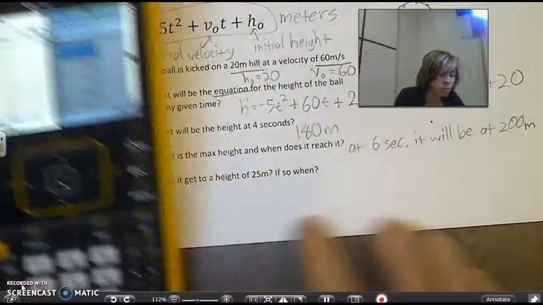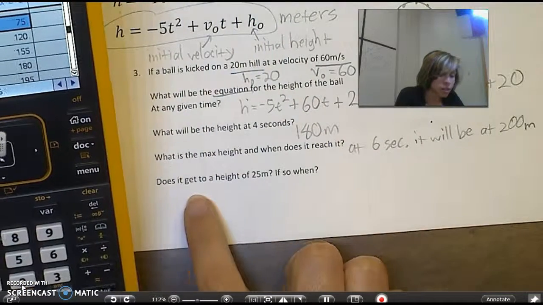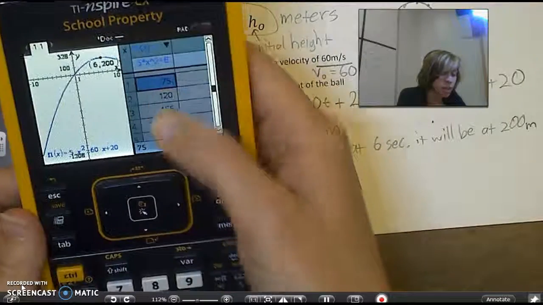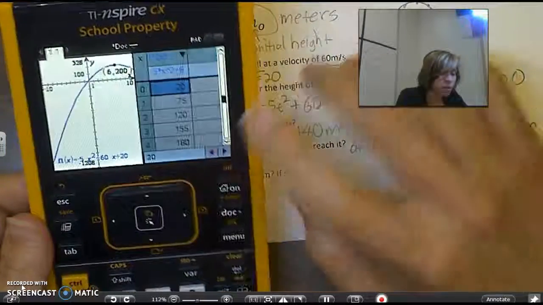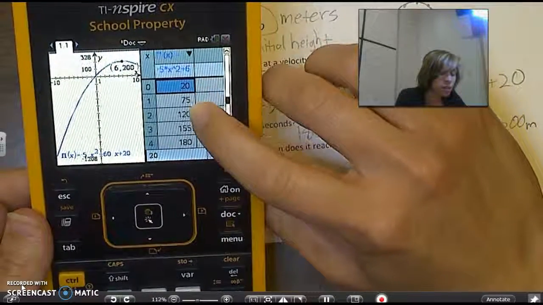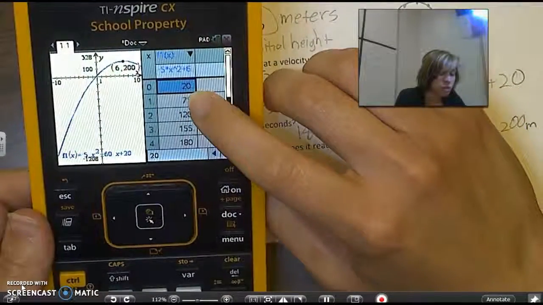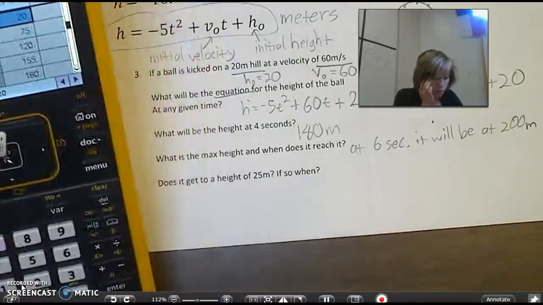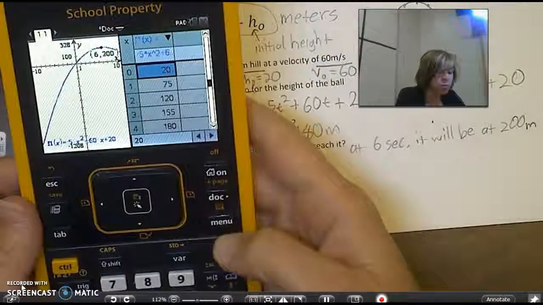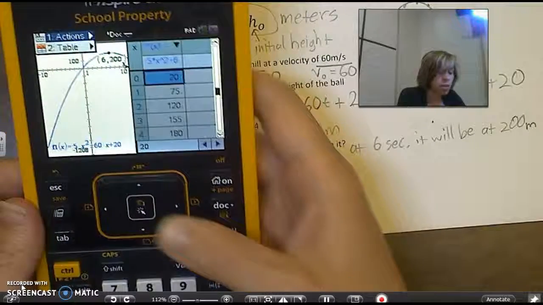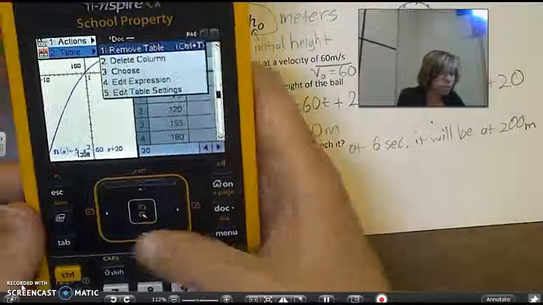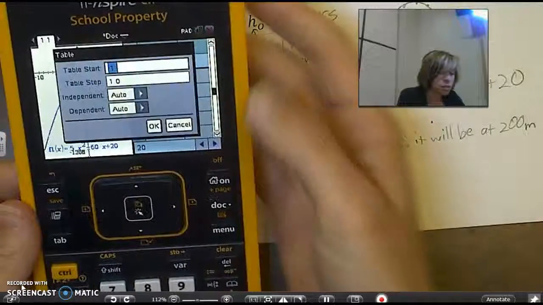So I want to know, does it get to 25 meters high? So I'm going to look at my height. I'm going to see if I have 25. Okay, so if you look, you have 20 and you have 75 here, but you don't have 25. So what I'm going to do is change the step of the graph. So I'm going to go to Menu. I'm going to go to Table. Enter. I'll go to Edit Table Settings.